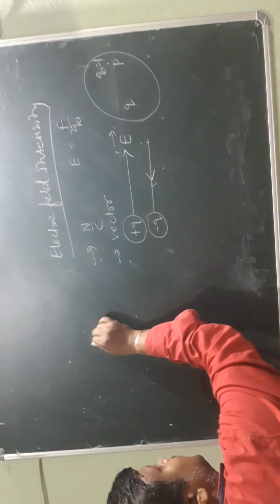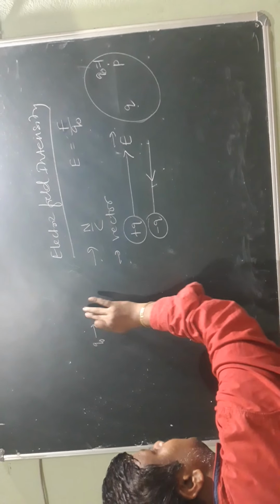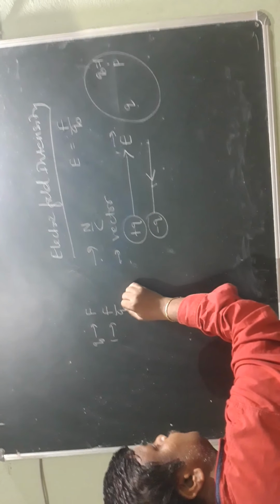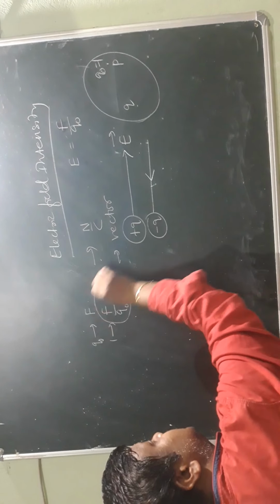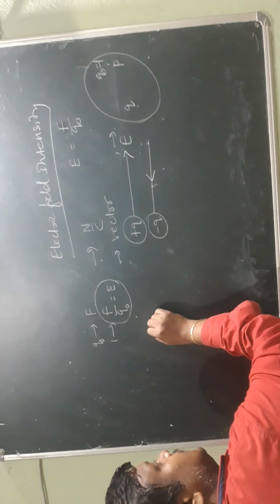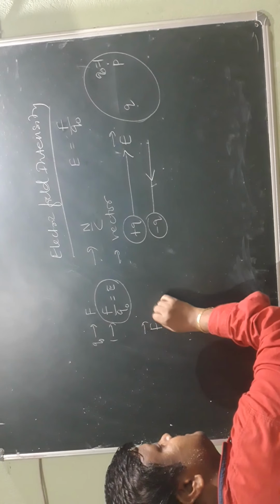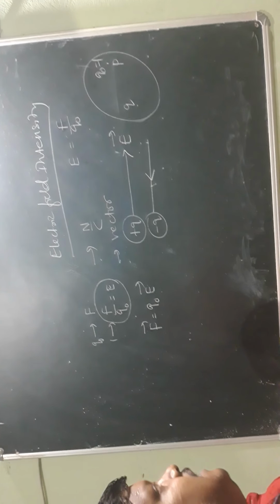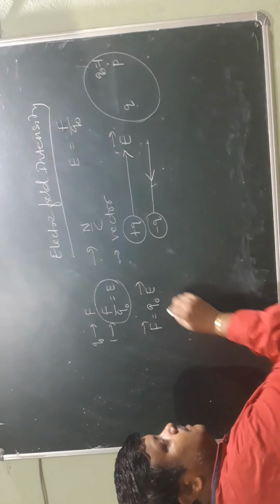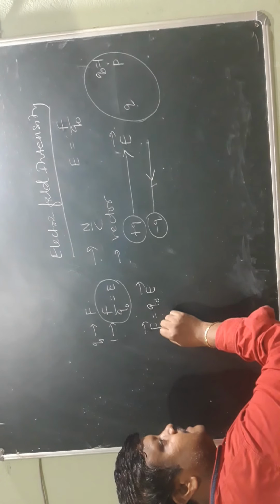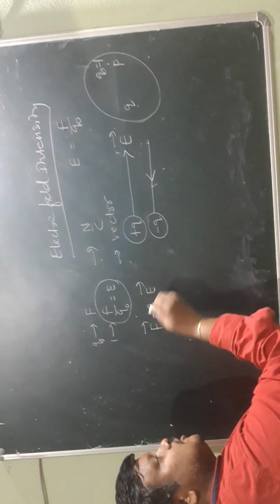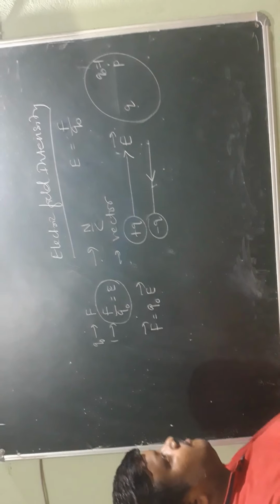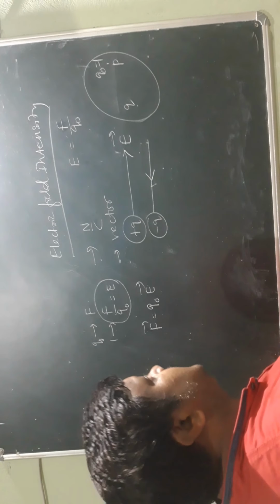In simple terms, for a test charge Q0 the force is F, and for unit charge it will be F by Q0, which is the electric field intensity. Now you can write F vector is equal to Q0 E vector, since F is a vector, Q0 is a scalar and electric intensity is a vector. E vector is along F vector when Q0 is positive, and E vector is opposite to F vector when Q0 is negative. Clear?